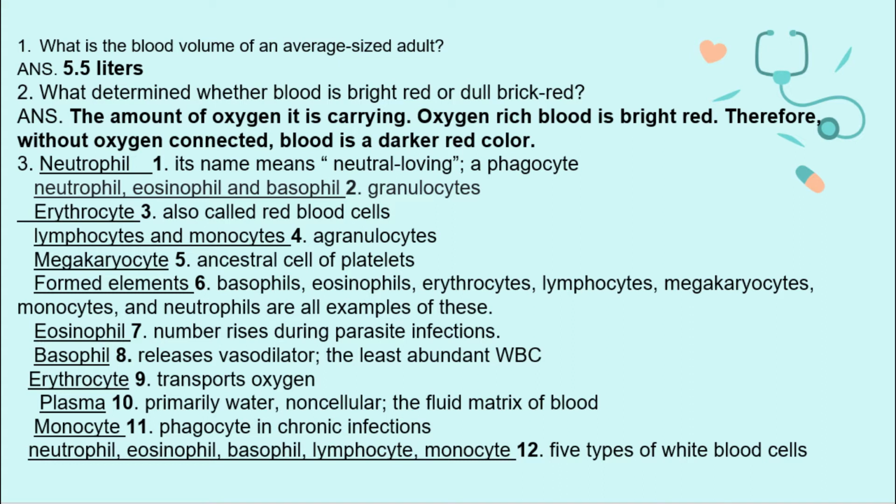Number 8, releases a vasodilator, the least abundant WBC or white blood cells. Our answer is basophil. For number 9, transports oxygen. Our answer is erythrocyte. Number 10, primarily water, non-cellular, the fluid matrix of blood. Our answer is plasma. Number 11, phagocyte in chronic infections. Our answer is monocyte. For number 12, the 5 types of white blood cells. Our answers are neutrophil, eosinophil, basophil, lymphocyte, and monocyte.